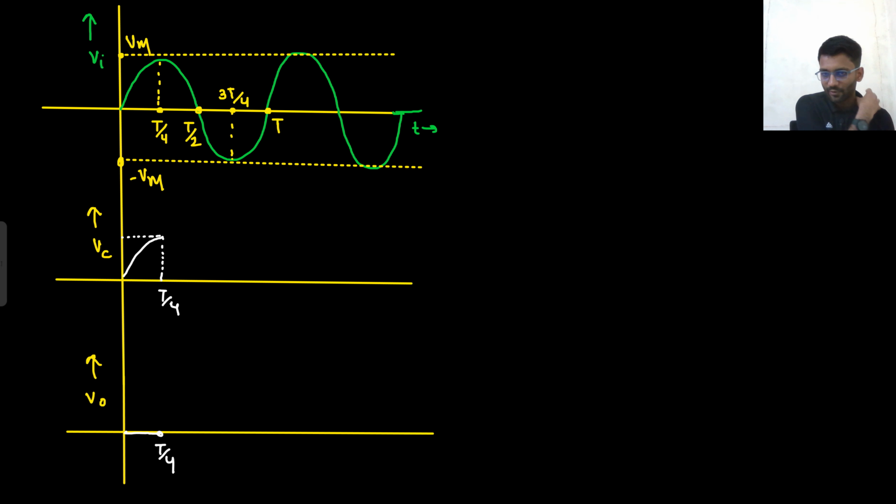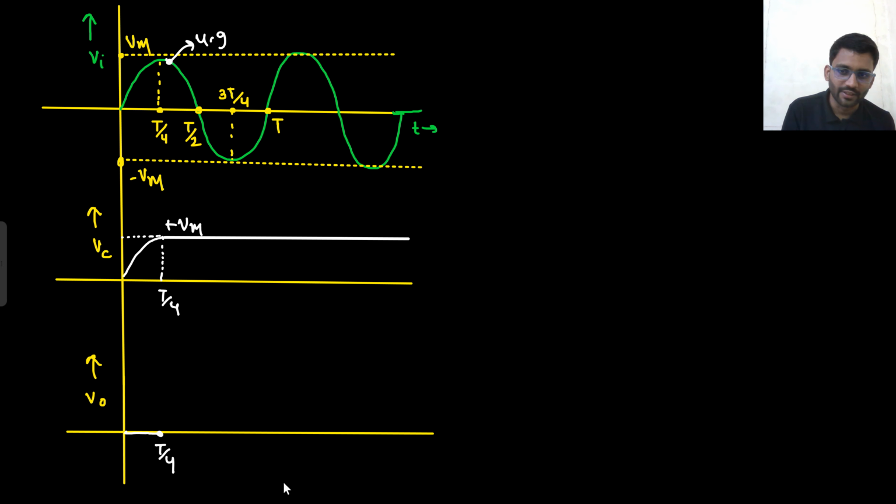After T by 4 plus. So for T by 4 plus, Vc is always at 5 volt only. It is always at plus Vm only. And the output is V in minus Vm. So at Vm you are having 0. At this point, you will be having some negative voltage. This is somewhat less. Let's assume if it is 5, this will be 4.9. So at this point, your voltage would be V in minus Vm. That means 4.9 minus 5, some negative voltage, right?